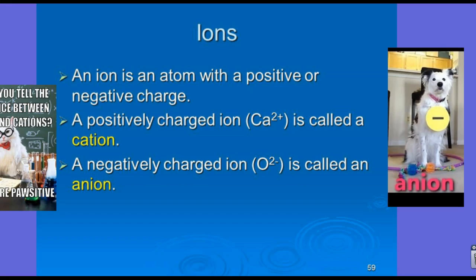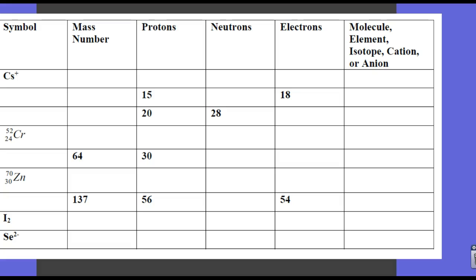Ions. There are 2 types of ions. Ion is the overarching word for that. And there are cations, which are positive, and there are negatively charged ions that are anions. That was the best picture I could come up with, anion. That dog does not look negative.